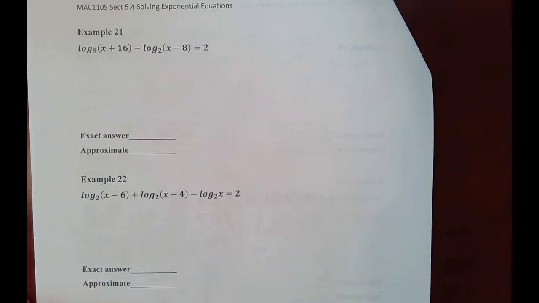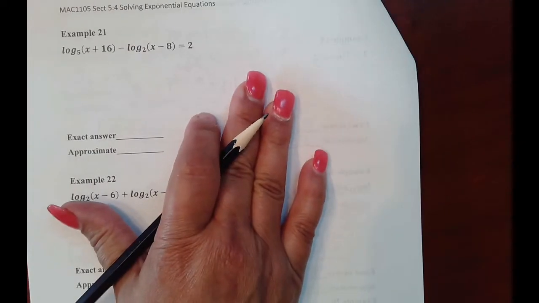Okay, moving to number 21. In problem number 21, again, we see 2 individual logs, yet we are trying to use the technique where we rewrite the log expression as an exponential expression. And the only way you can do that is if you have a single log on one side and no log on the other side.